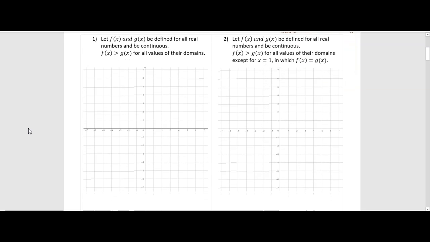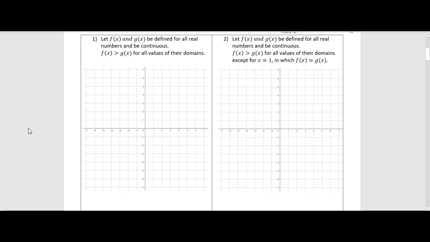This video is going to be two parts. The first part is going to be a little exploratory activity leading into the theorem, and then video 2 will be some practice problems on how to use the theorem or to see it in action. So let's look at number 1.